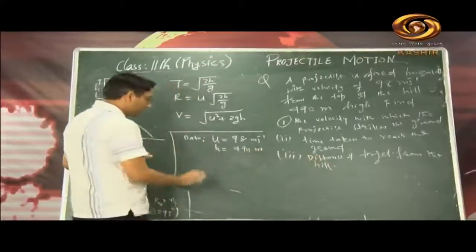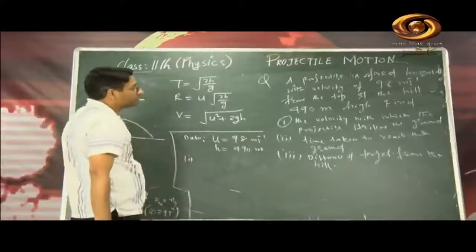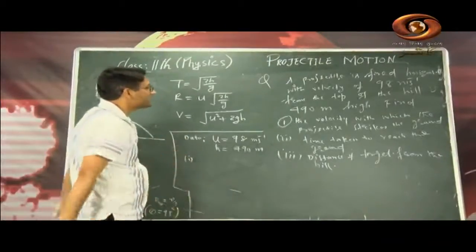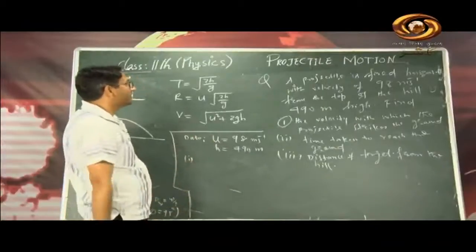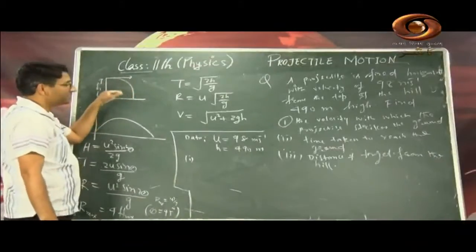490 meters. So in part number first, what do we have to find? Let us attempt part number first: the velocity with which the projectile strikes the ground. We know that this is a horizontal projectile which has been fired horizontally, and its trajectory is parabolic.